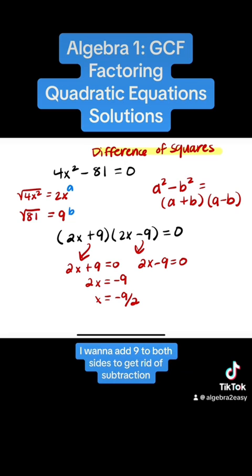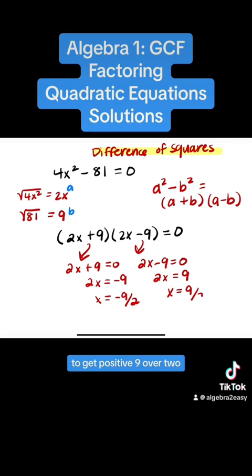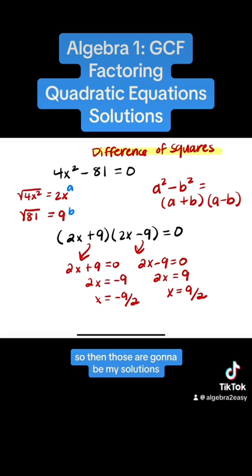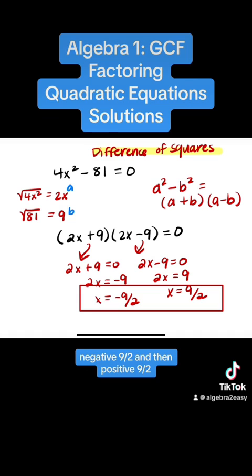Moving on to the next one, I'm going to add 9 to both sides to get rid of subtraction. And then I'm going to get rid of multiplying by 2 by dividing by 2 to get positive 9 over 2. So then those are going to be my solutions. Negative 9 halves, and then positive 9 halves.